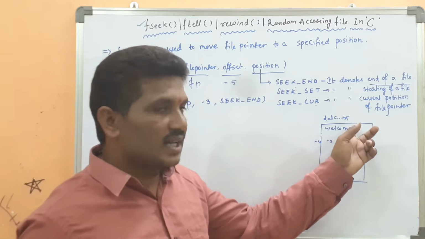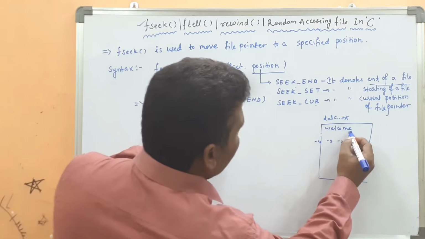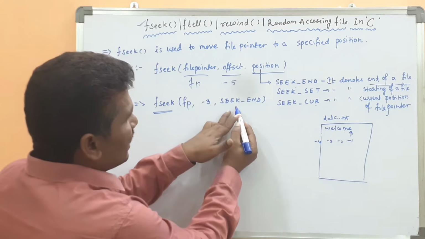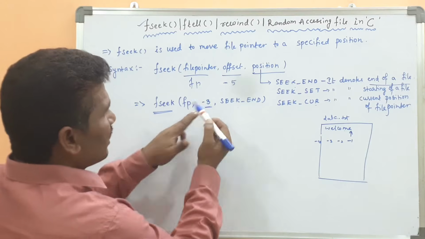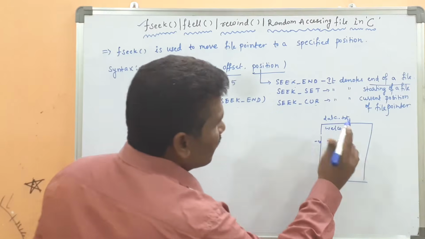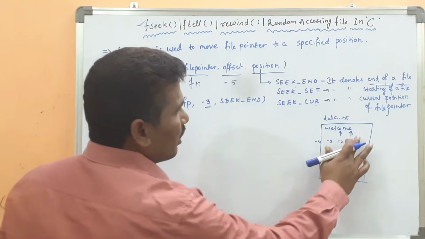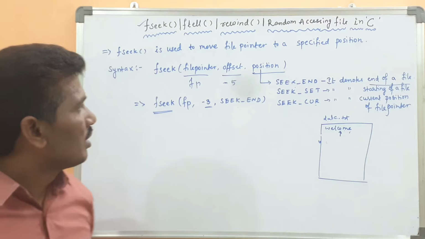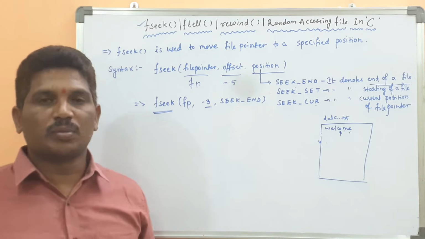The last character is treated as -1. Here, -3: -1, -2, -3. Where is the cursor? Initially the cursor will be at the end of the file. How many bytes can it move in the backward direction? 3 bytes. Where will the cursor pointer be now? The cursor pointer will be here only, at the character O. Have you understood? Once you set the cursor position, we can read the data from the file.